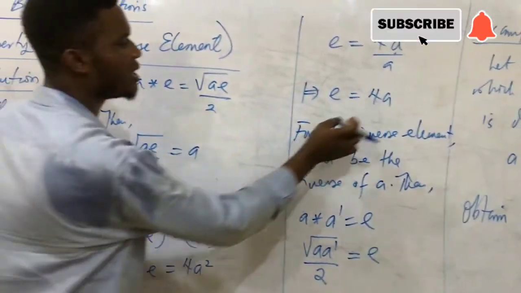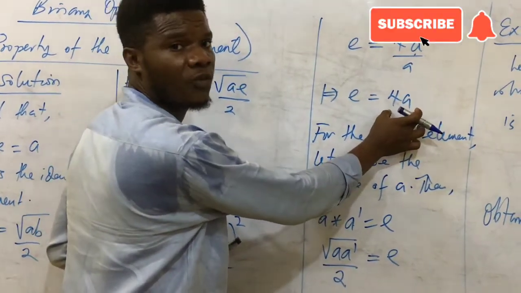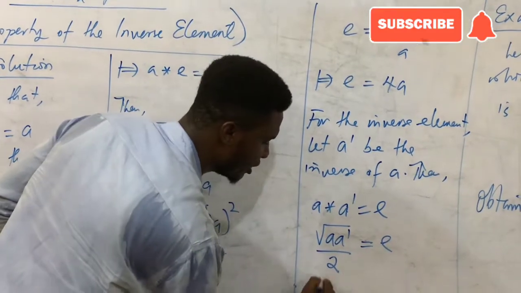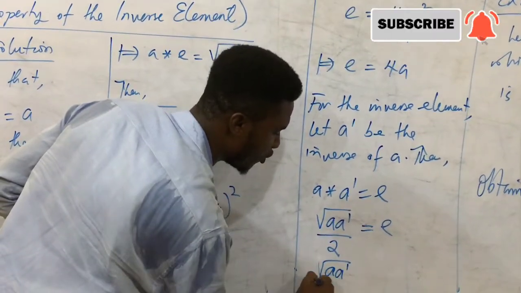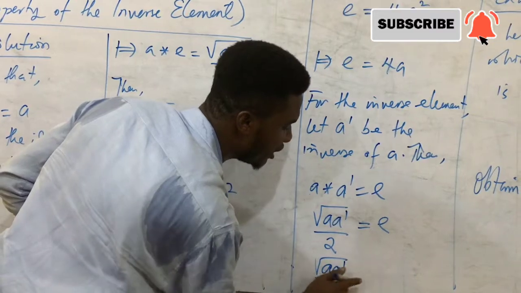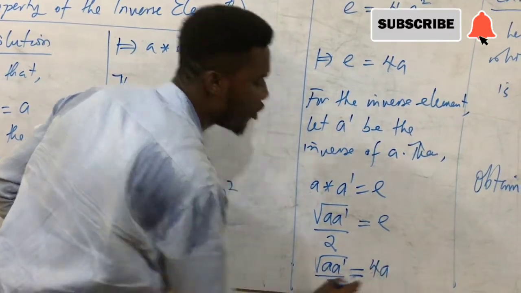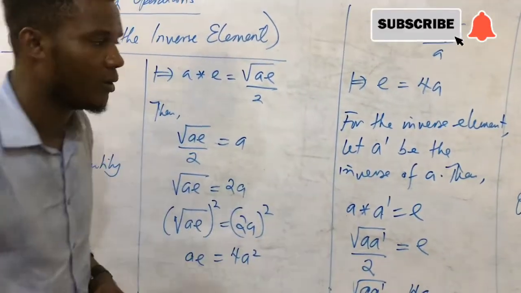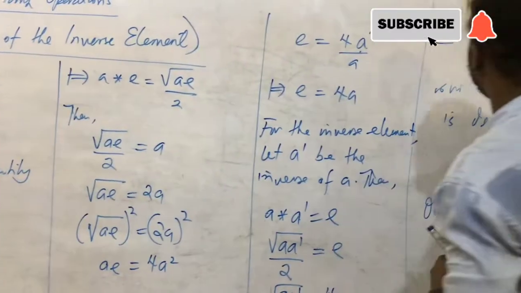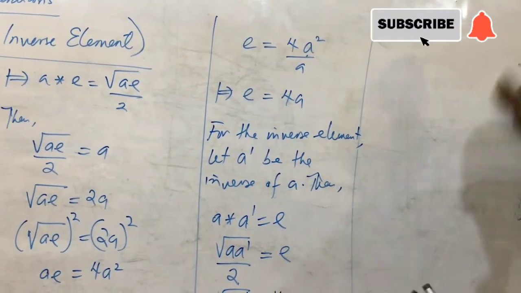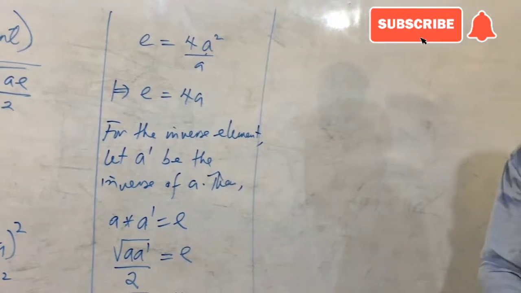What did we obtain as E? E was obtained as 4A. So I'm going to bring that here. Square root of A A prime over 2 is equal to, instead of putting E, I'm going to put 4A. Okay? Now, I'm going to bring the problem over here to conclude quickly. So let's see what will be done here.